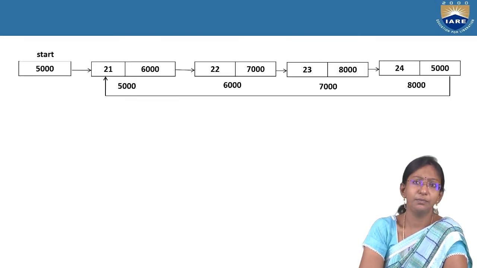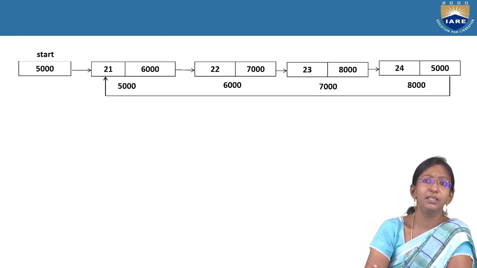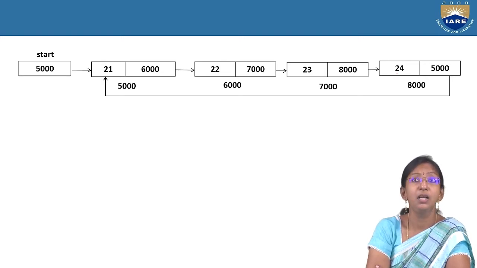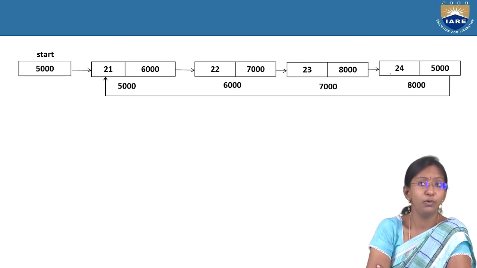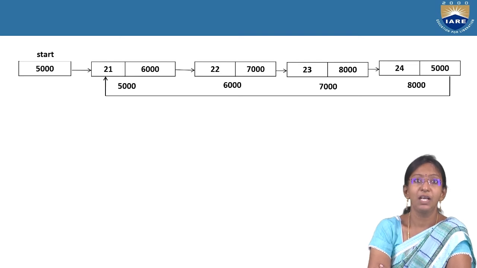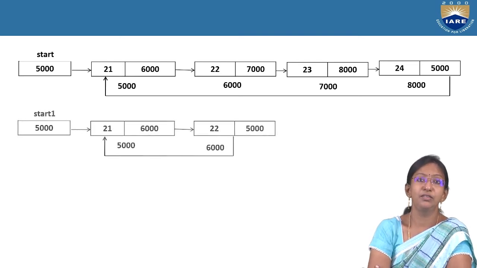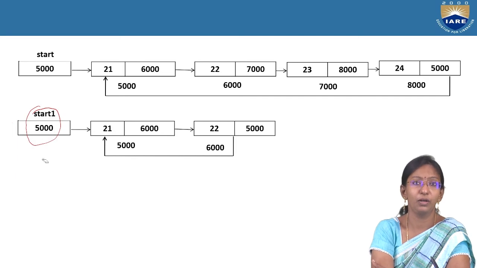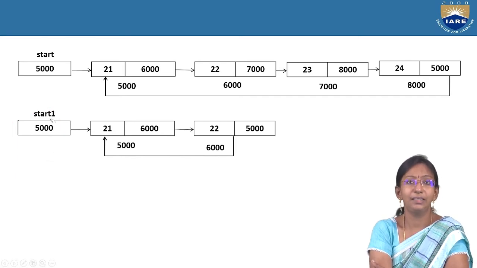If you look at an animation of the same, have a look. This is the circular linked list. Have a look at this one briefly. There are four nodes, 21, 22, 23 and 24, where 24 is again pointing to the first element 21. The first list will be in such a way that it will hold the address of the first node only. So start and start 1 are the same.